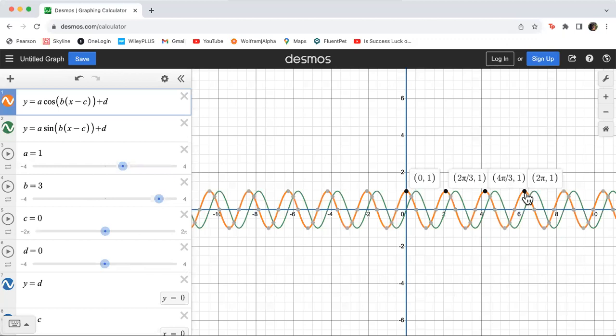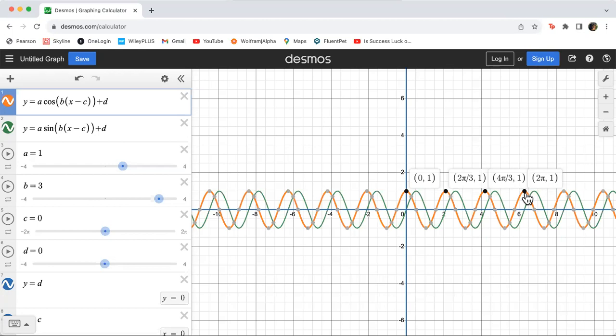Two things that we want to observe. It looks like the period is just going to be 2 pi divided by whatever the value of b is. We can think of b as how many cycles we'll get in 2 pi. We can think of b as how fast we're going around the circle. When b is equal to 2, we're going around the circle twice as fast.